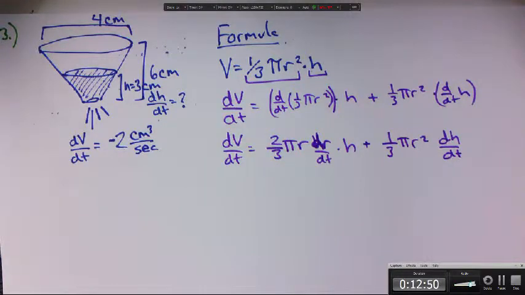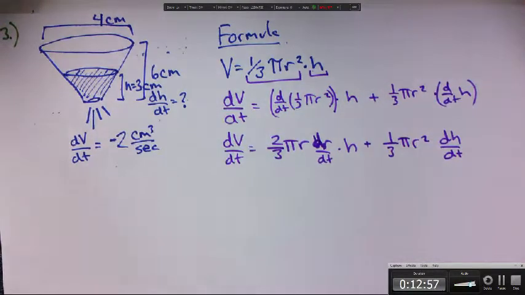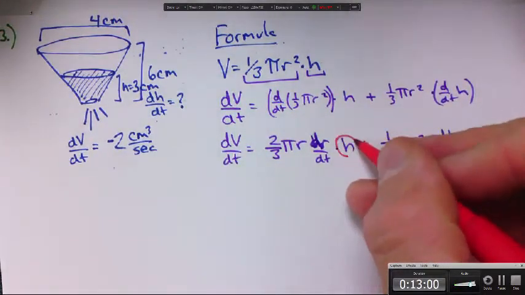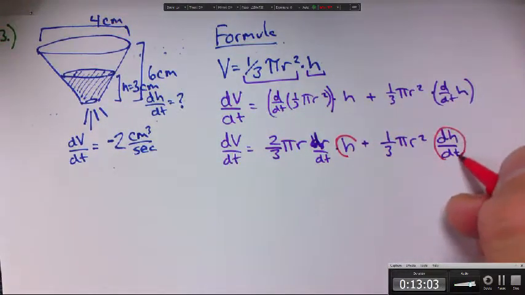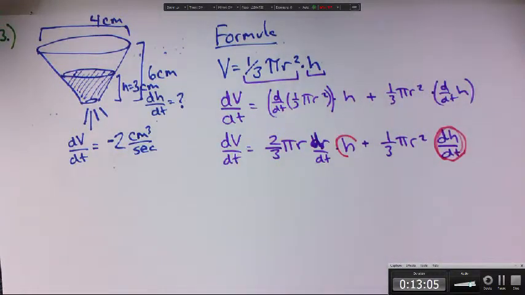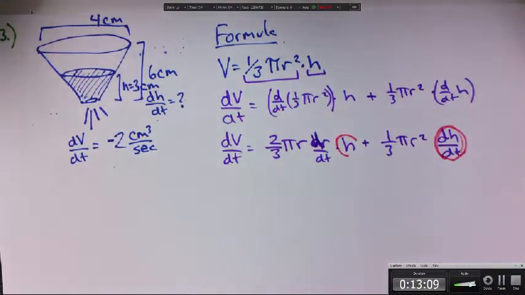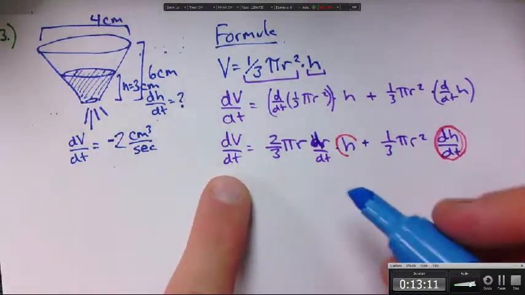So, let's go through and look at what we have. In order to solve this problem, we're trying to find dh dt. So, I'm going to circle dh dt. Okay? That's what we're trying to find. In order to find that, we've got to know every single other variable that's listed. We have to know dv dt. Do we know that?